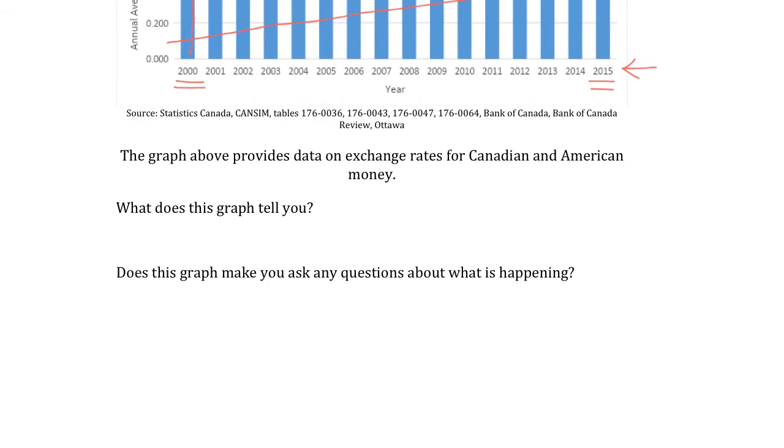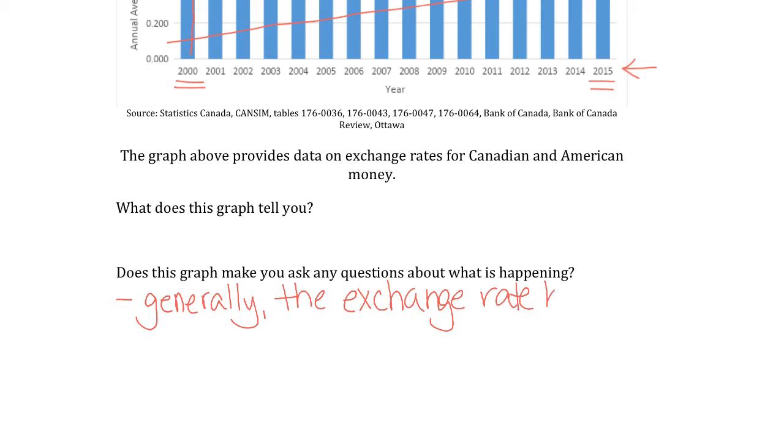So let's jot down those ideas. In your notes, you can write down example 1, making inferences. The things that we took a look at is that generally the exchange rate has increased over time.